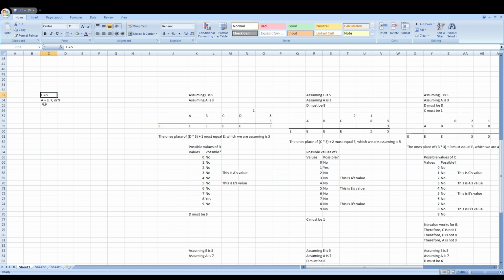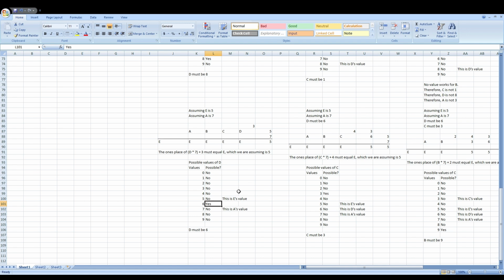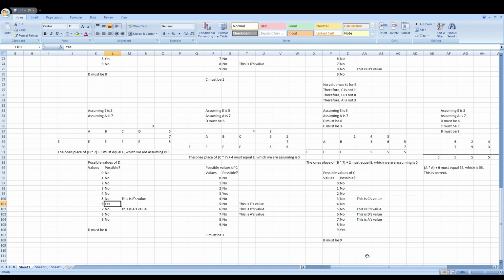So we'll try it again with A being 7. Assuming E is 5, A is 7. The equation we have here, D times 7 plus 3 must equal 5. The ones place must equal 5. And 6 works. So nothing else works. 6 times 7 is 42, plus 3 is 45. So we carry the 4, and we have in the ones place a 5.